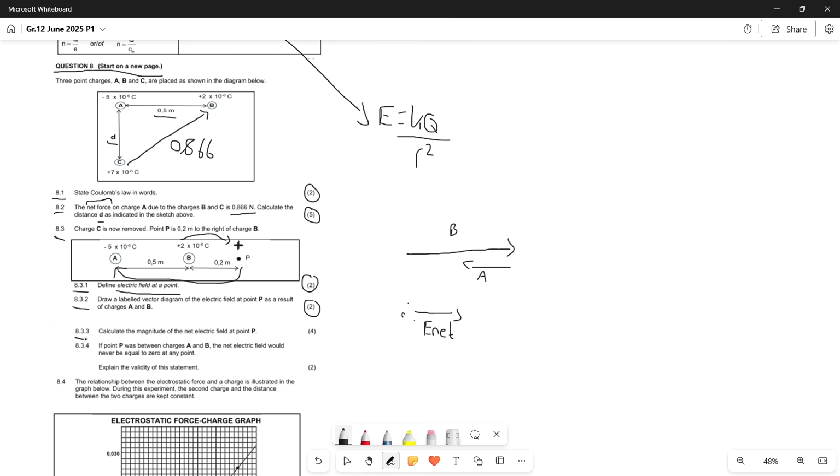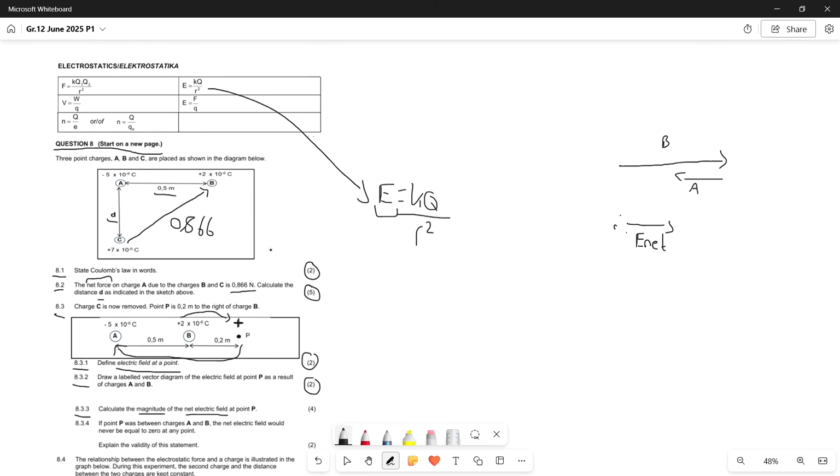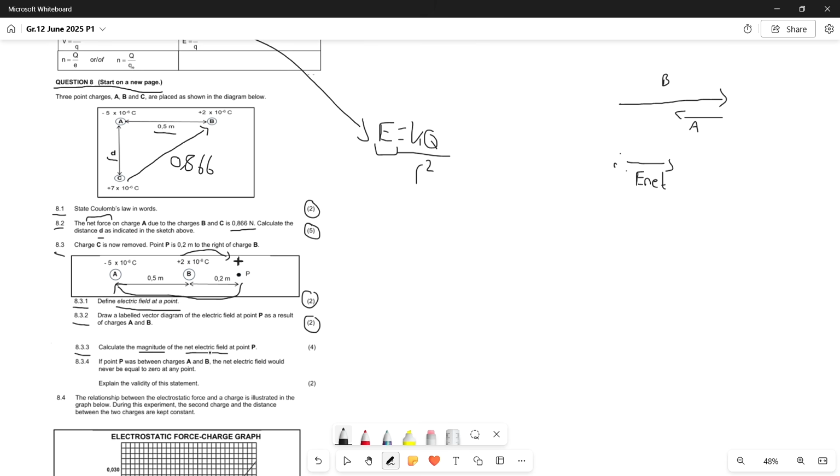We're now on 8.3.3, and 8.3.3 says calculate the magnitude, the amount, of the net electric field. So our E over here. So we focus on electric for the E. Our force is our F over there. So the net electric field, net as well, at point P. Cool. So this is 4 marks, and we're going to write the formula that we're working with.